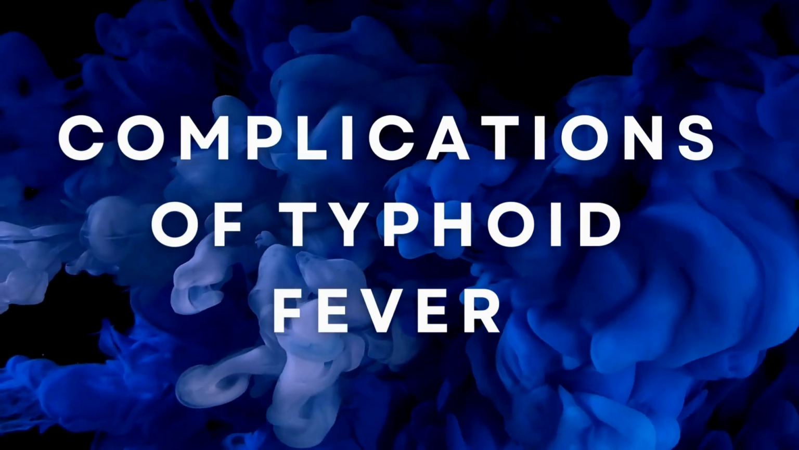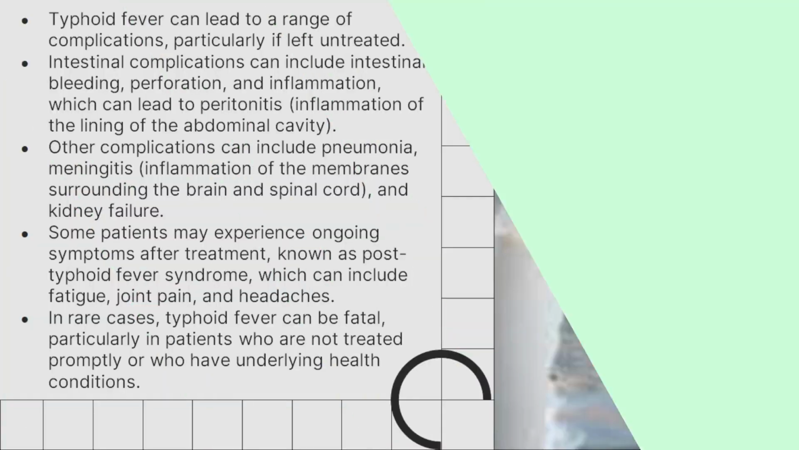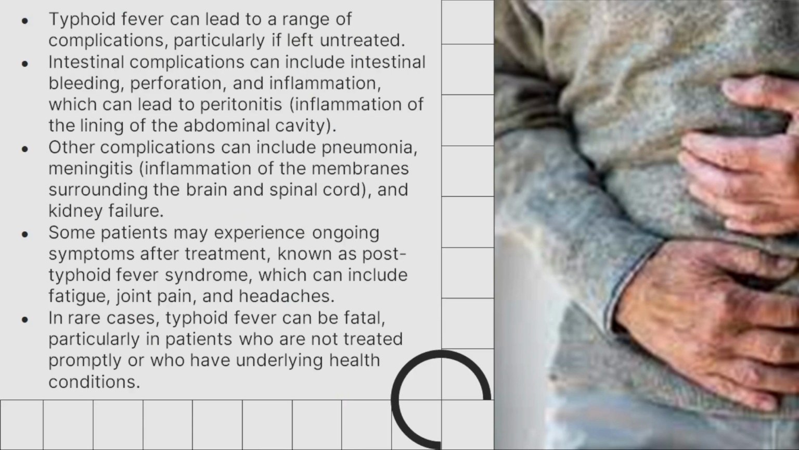Complications of typhoid fever. Typhoid fever can lead to a range of complications, particularly if left untreated. Intestinal complications can include intestinal bleeding, perforation, and inflammation, which can lead to peritonitis, inflammation of the lining of the abdominal cavity. Other complications can include pneumonia, meningitis, inflammation of the membranes surrounding the brain and spinal cord, and kidney failure.